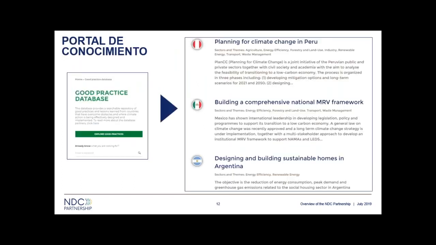Siguiente, por favor. Esto es una captura de pantalla de algunas de las herramientas que ofrecemos en nuestra página del NDC Partnership. Tenemos un portal de conocimiento, que hace parte de nuestra área de trabajo de conocimiento. Una de las cosas que me pareció interesante mostrarles es la base de datos de buenas prácticas. Hay filtros en donde se puede ver por temas, sectores y organizaciones qué casos de estudio y qué literatura existe, también por regiones y por países.